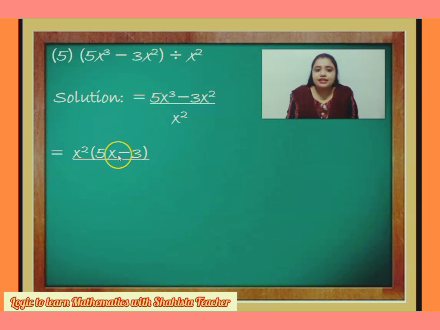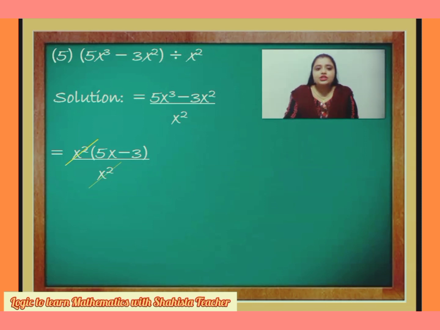Now the minus sign stays as it is. Now 1 times 3 is 3, and x square is already outside the bracket, so no need to put it inside the bracket. And here x square in the denominator remains as it is. Now the x square and x square, the common numerator and common denominator, get cancelled.